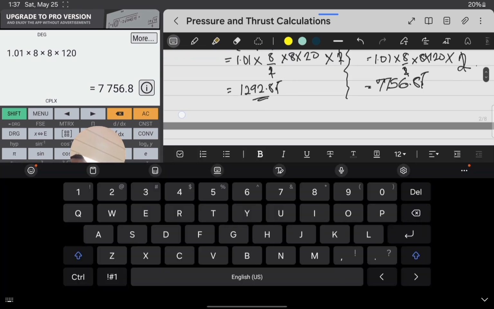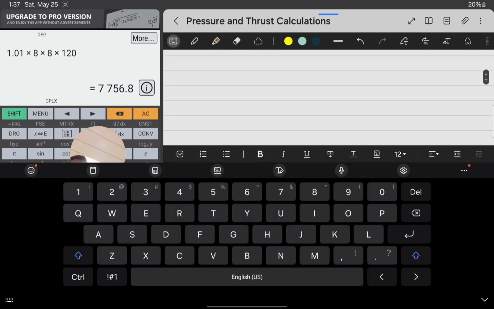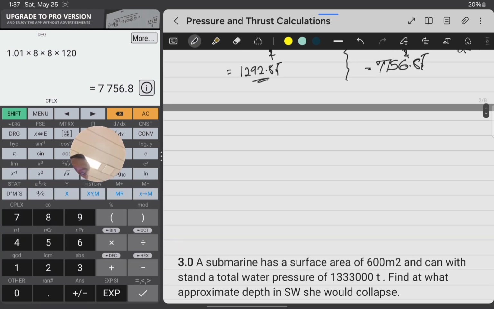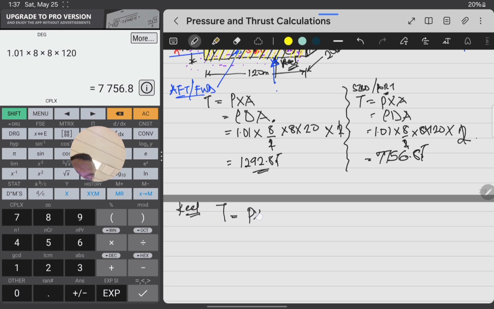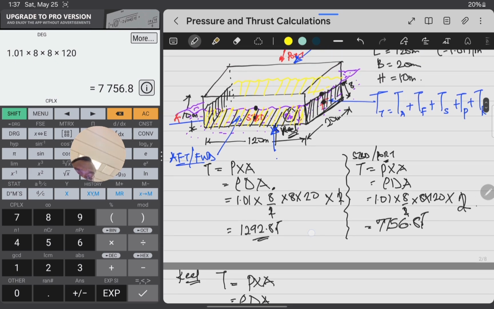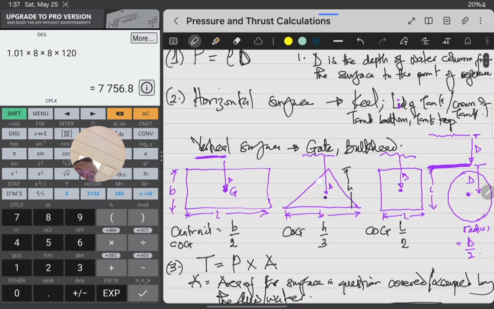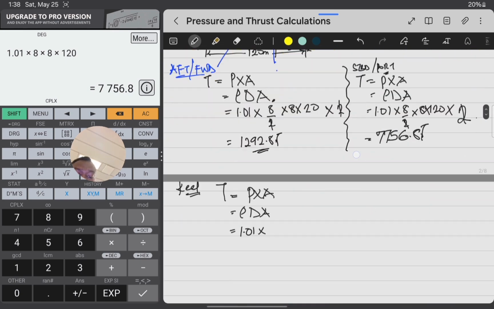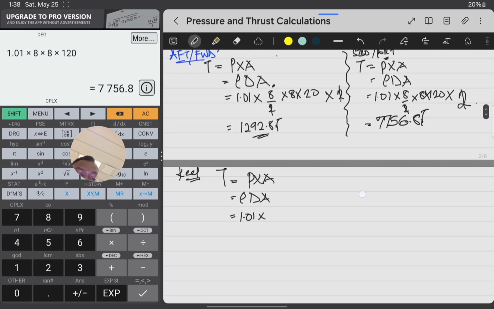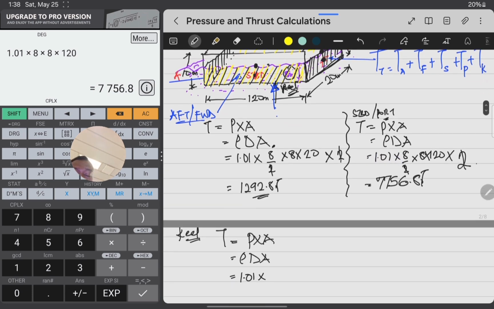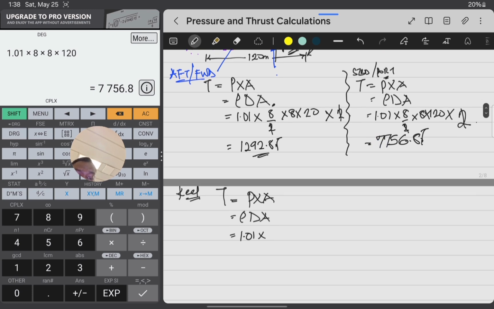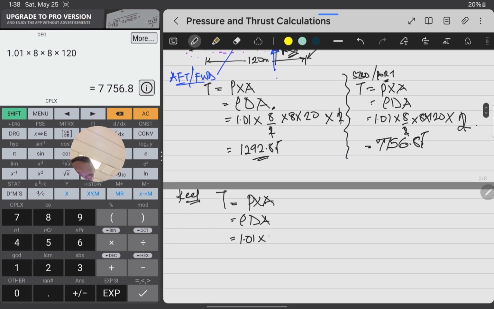Then we can also do for the keel, and then we add them together. So for the keel, it's just one keel surface that we have, which is, then we say T is equal to P times A, rho dA, 1.01 times the depth. Now we are talking about the horizontal surface, which means that we take the draft as it is, and the area as it is. So the draft is the main draft. We're not dividing by 2 now, because it's from the water surface down to the keel. It's not a vertical plane, it's a horizontal plane. So we say the draft is 8, not divided by 2.